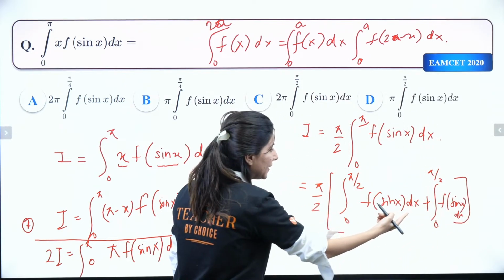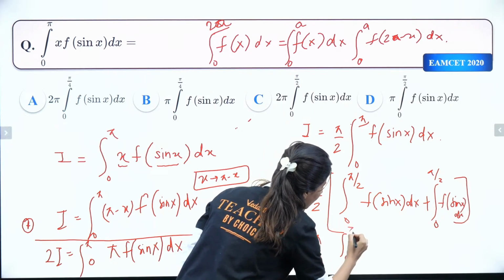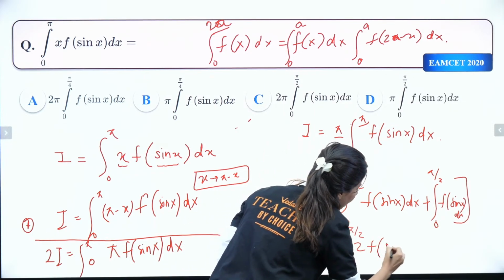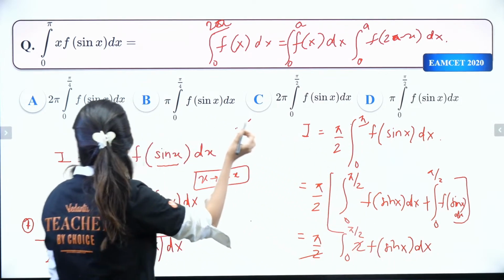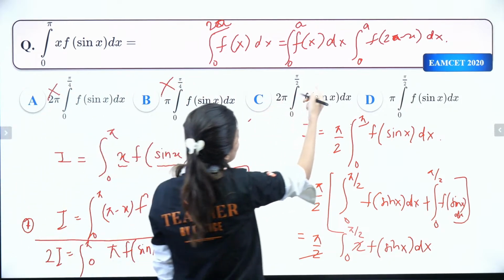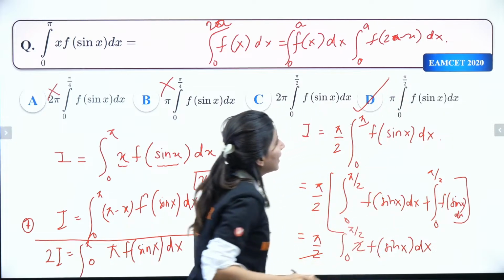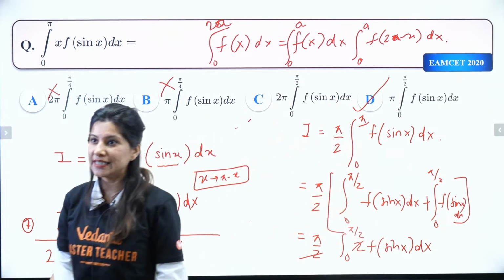So you can just simply add these two. So pi by 2 on this is going to be the integral from 0 to pi by 2 of 2 f of sin x dx. The 2 cancels, and okay, so this is wrong. This is also wrong because the limit is 0 to pi by 2. So we can clearly see that pi times the integral from 0 to pi by 2 of f of sin x, option D is absolutely right.